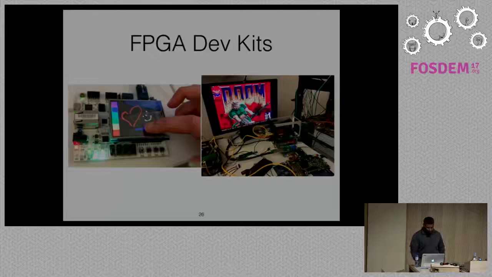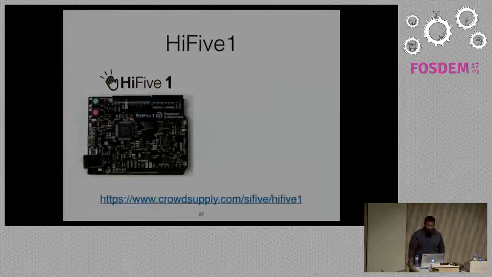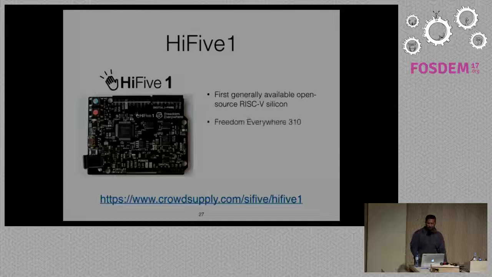So FPGAs are cool. I really like FPGAs, but even more exciting is that there's actually RISC-V silicon now. The Hi-Fi 1 board is the first generally available open source RISC-V silicon. There were people who had RISC-V silicon, but basically they fabricated it themselves. So you either had to fabricate your own RISC-V chip or borrow one from a friend. But now you can just go on Crowd Supply and buy one for yourself. The Hi-Fi 1 has the Freedom Everywhere 310 SoC. So this is the microcontroller core. It's Arduino compatible, and it supports the Arduino IDE. And it's about $59 US from Crowd Supply.